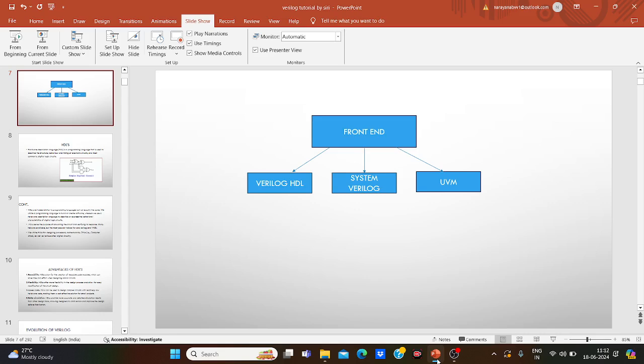And in the previous session, we talked about what front end VLSI is and what back end VLSI is. We also discussed the courses we need to learn in order to enter the front end field. Those are two main important languages: one is Verilog HDL and the second one is System Verilog.